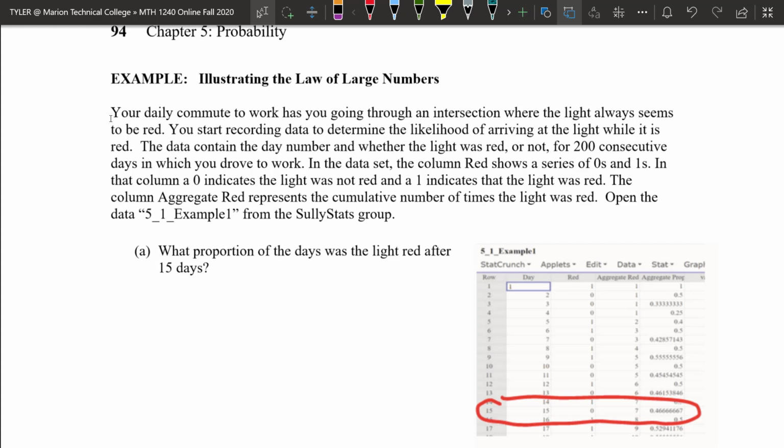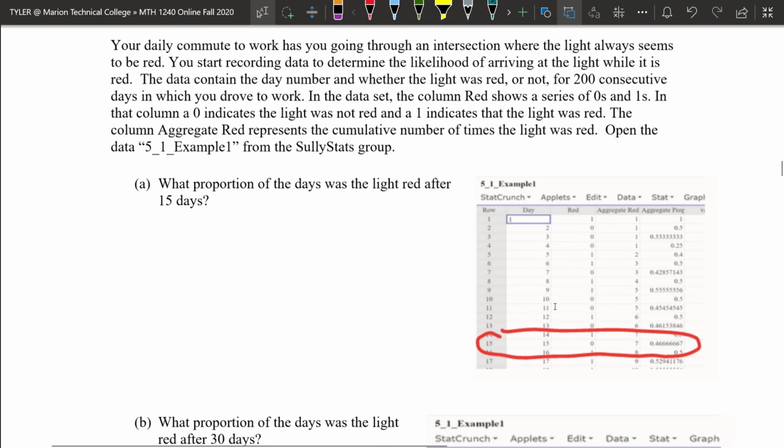The data contains the day number and whether the light was red or not for 200 consecutive days in which you drove to work. In the data set, the column red shows a series of zeros and ones. In that column, a 0 indicates the light was not red, and a 1 indicates the light was red, right? So in other words, like a yes, no. The column aggregate red represents the cumulative number of times the light was red. It tells us to open this file from the Sully stats group, but I had trouble locating that file, but I think we can get what we need from these screenshots in the notes, right?